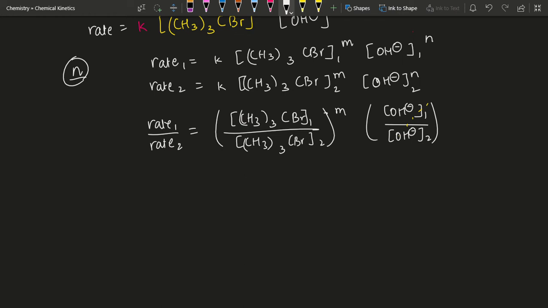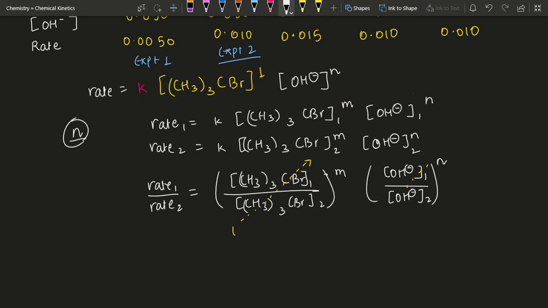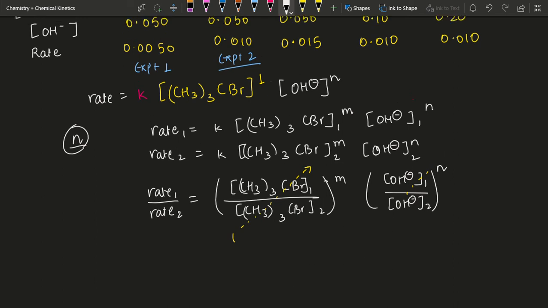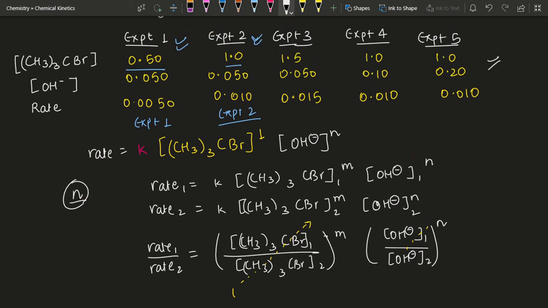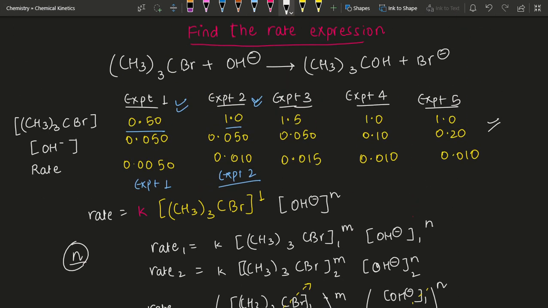And now, if you look closely at this, you need to figure out a way to make this equal to 1. And you don't want to make this equal to 1. So let's look at two experiments wherein the concentrations of the halides are equal. So if you look at, let's take experiment number 4 and experiment number 5.